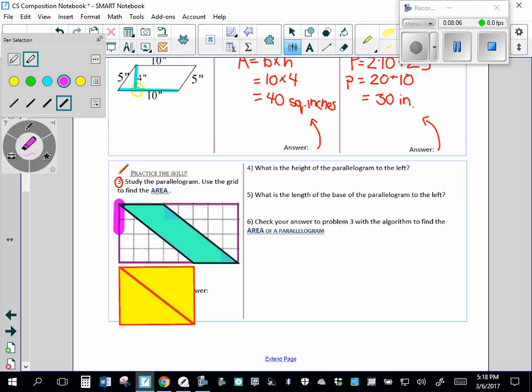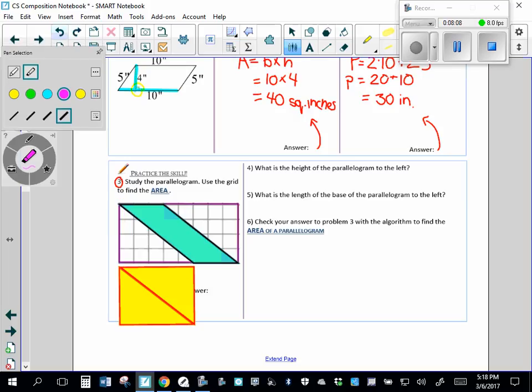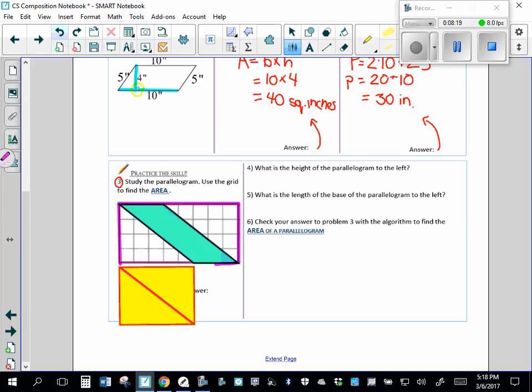Let me make that thinner. There's this purple rectangle, and if you look at the grid, you can tell that the area of that purple rectangle is, because it's 4 units high and 8 units wide, the area of that purple rectangle is 32 square units.